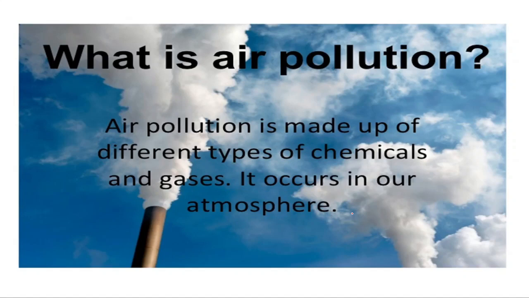This topic is air pollution. It's the general definition that we must understand. Air pollution is made up of different types of chemicals and gases. It occurs in the atmosphere. Whenever the composition of the air gets distorted by the release of toxins that get dissolved in the air, then this air is termed polluted, and this whole process is known as air pollution.